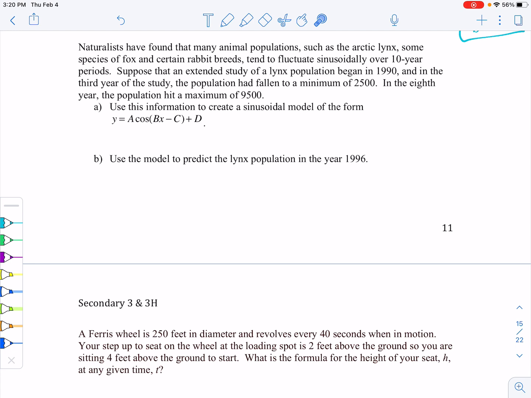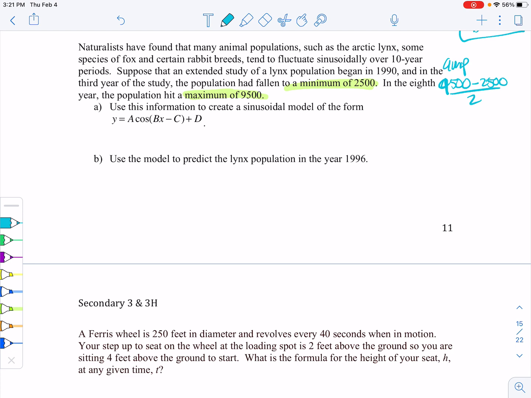Okay? So we need to pull out information from this. The information that we've been utilizing to get our amplitude and midline is minimum and maximums. So this part right here that it's telling us the minimum of 2,500 and the maximum of 9,500 is important. So there I can use that to find my amplitude. So the amplitude is just going to be 9,500 minus 2,500, cut in half.